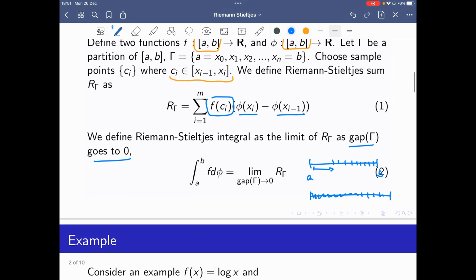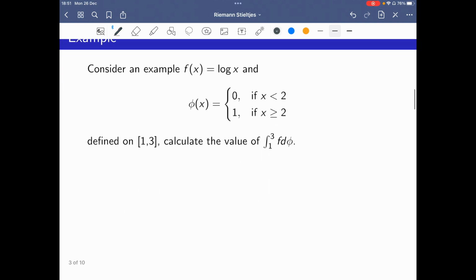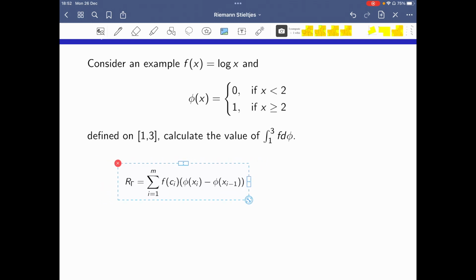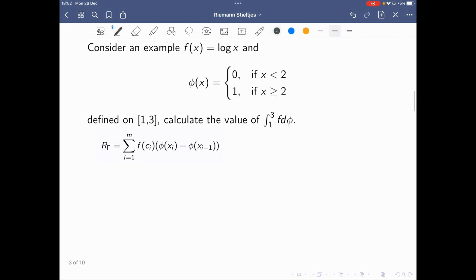Okay, so here we step into the first example. This one is quite easy. It's for us to understand the definition, how it works, and try to make use of it on some simple questions. Here we paste the definition of the Riemann Stieltjes sum. Okay, so now let's get into it.